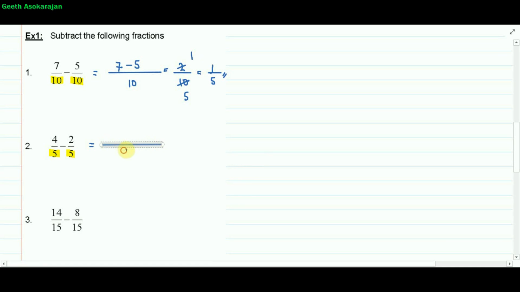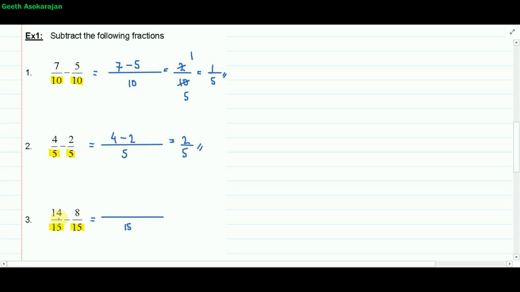So let me take a common denominator of 5. So let's subtract the numerators. So 4 take away 2. Let's write that on the top. 4 take away 2 is 2 over that 5 below. So the answer is 2 over 5. Right, for number 3. I have a denominator of 15 for the first fraction, a denominator of 15 for the second fraction. So the denominators are the same. So let's have a common denominator of 15.